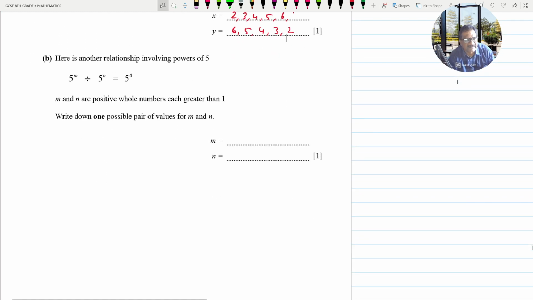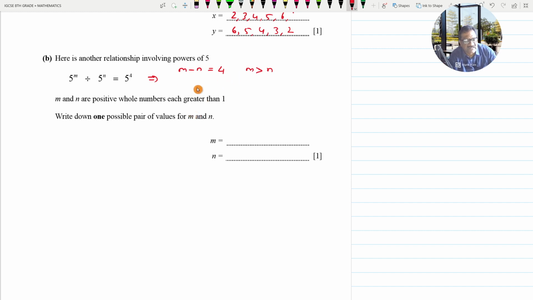Now 21b. Here is another relationship involving the power of 5. So here, applying the indices rule, this will mean that m minus n is equal to 4. Okay, this is the quotient rule in indices. So m minus n is equal to 4, and the condition is each of m and n must be greater than 1. Okay, so m and n should start with 2. Now m minus n is equal to 4, so this indicates that m is greater than n. Okay, because if m was smaller than n, then this would have been a negative number. Okay, so m greater than n is also the condition.